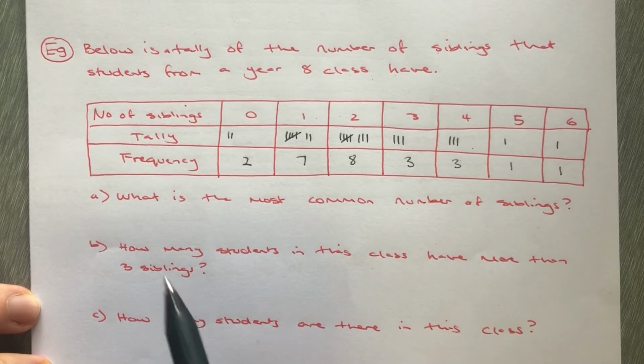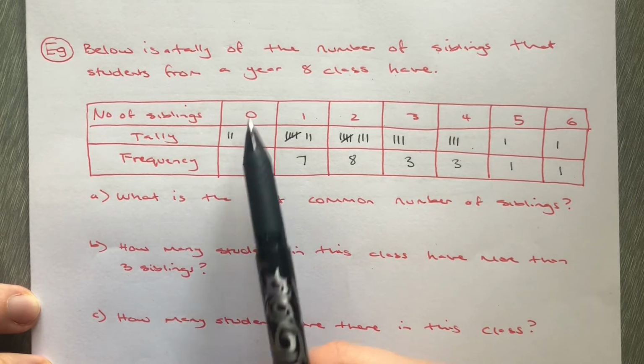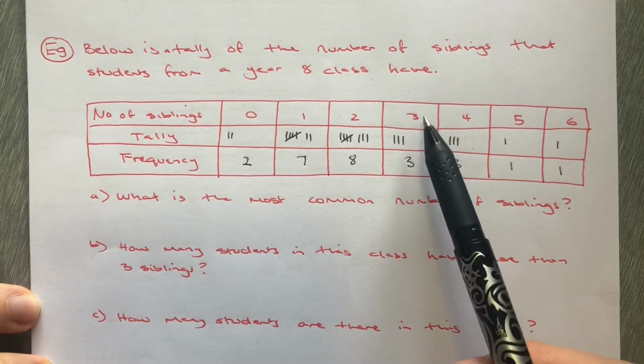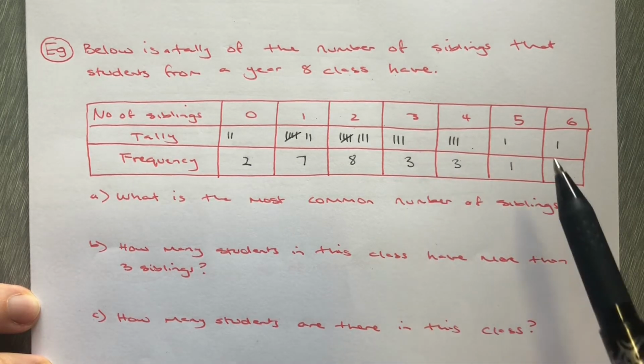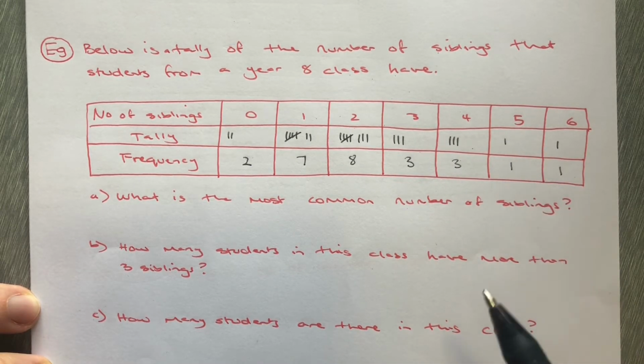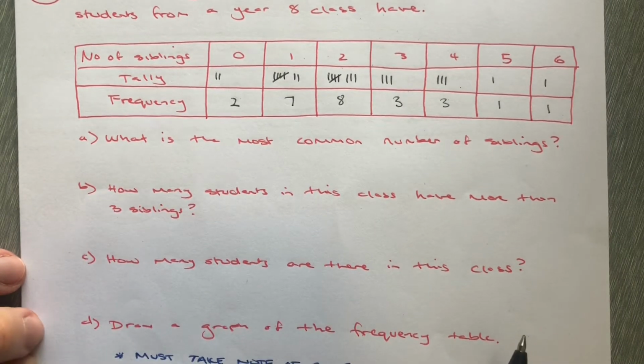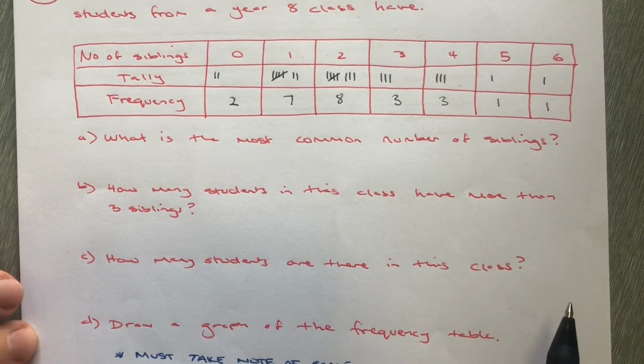We can see the frequency of 0 siblings is 2. The frequency of 3 siblings is 3. The frequency of 5 siblings is 1. Now let's have a look at a couple of questions down here about what we've done so far.